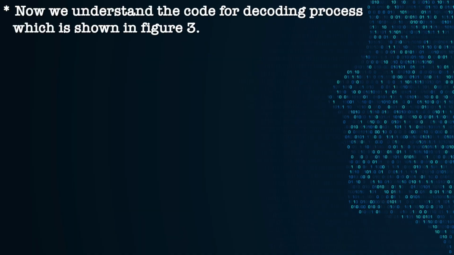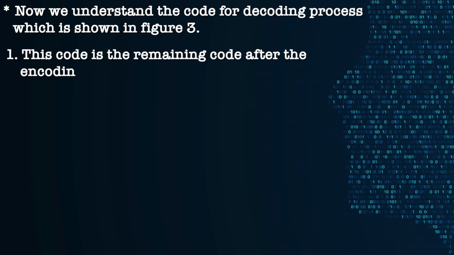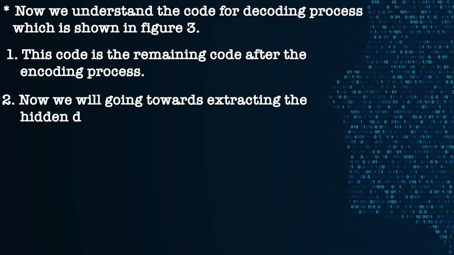Before we go further, let's take a short recap of the encoding process, which is shown in figure 2. The complete description of this code was already discussed in the previous video lecture, hiding data in images using Python. But now we will understand the code for the decoding process, which is shown in figure 3. This code is the remaining code after the encoding process. Now we will move towards extracting the data from images.